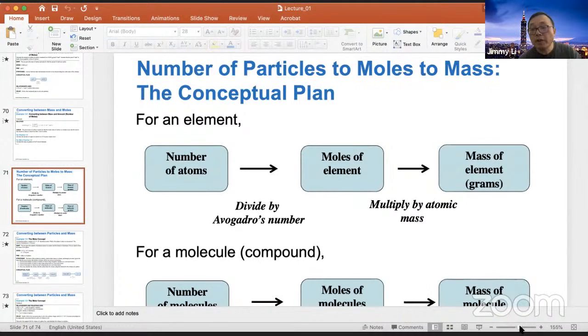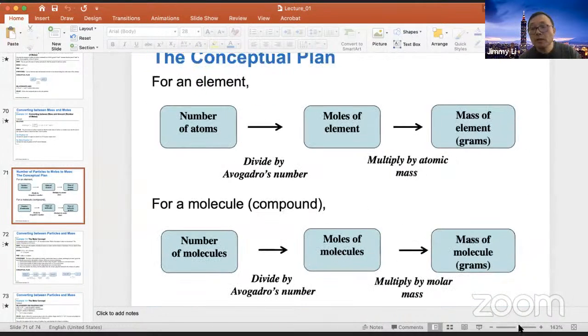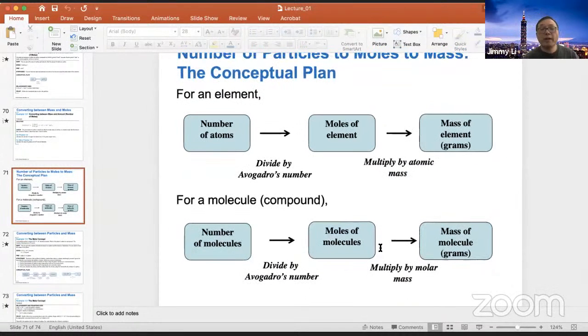How about going the other way around? The previous flow chart went from right to left. Now we're going from left to right, from number of atoms all the way to grams. When you have a number of atoms, you convert to moles first. From moles, you convert to grams. So for number of atoms, you divide by Avogadro's number to convert to moles, and from moles, you convert to grams.